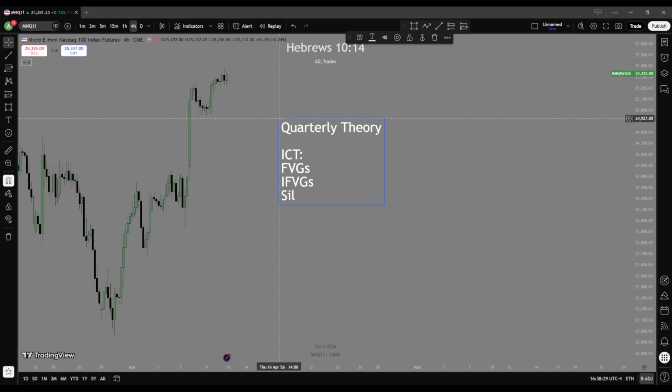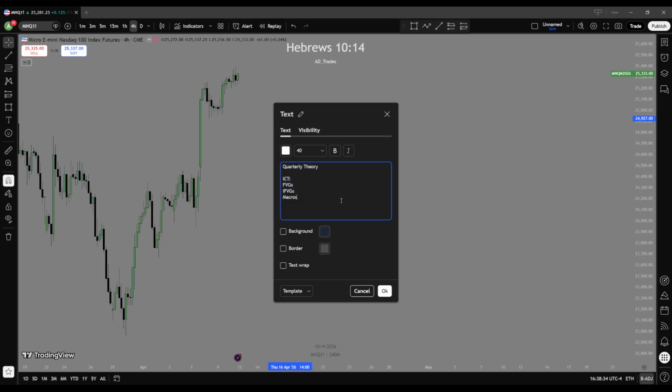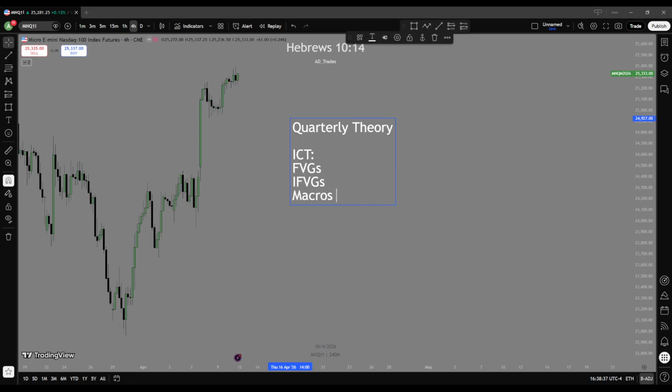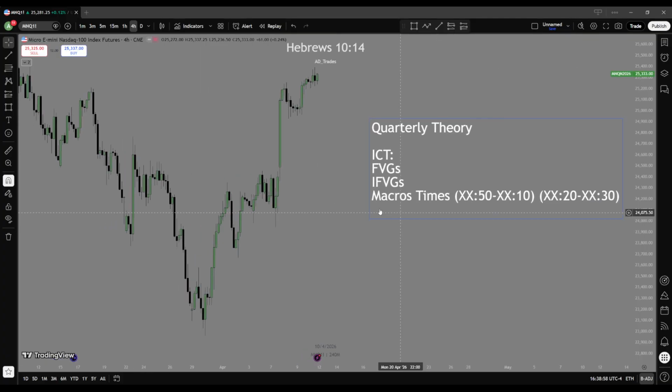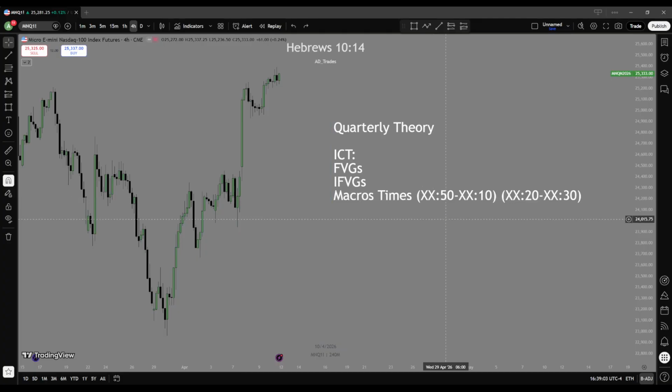Not just silver bullet, actually, let me rephrase that to macro times, because those line up really well with quarterly theory concepts of time, right? Macro times run from 50 on the hour to 10 on the next hour. There are ones from 20 to 30 and so on. Macro times are huge, and like I said, they align most perfectly with quarterly theory. And if you notice, my trade was at 302, which was within this macro time. So, oh my gosh, more ICT quarterly theory stuff.